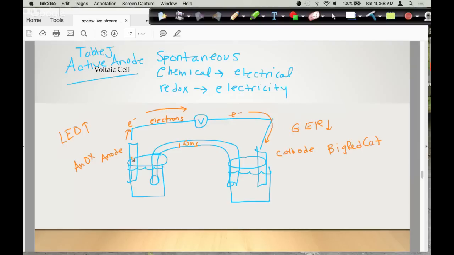The size of the anode always gets smaller because atoms are turning into ions. The size of the cathode always gets bigger because ions are turning into atoms. And the half reaction for oxidation would always happen in this cell right here. The half reaction for reduction would always happen in that cell there.